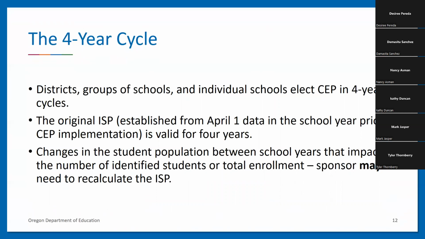Sponsors who elect CEP agree to participate in 4-year cycles. During each year of the 4-year cycle, sponsors can decide to continue with the original ISP determined in year 1 of the cycle or go through the CEP election process again. Typical reasons to go through that process again would be to obtain a higher ISP, to change the sites within a group, or because there are changes to the attendance boundary.